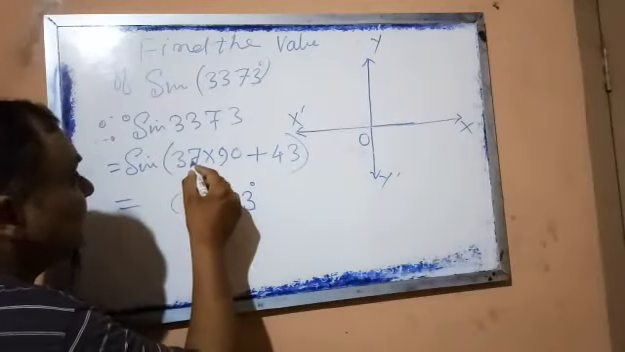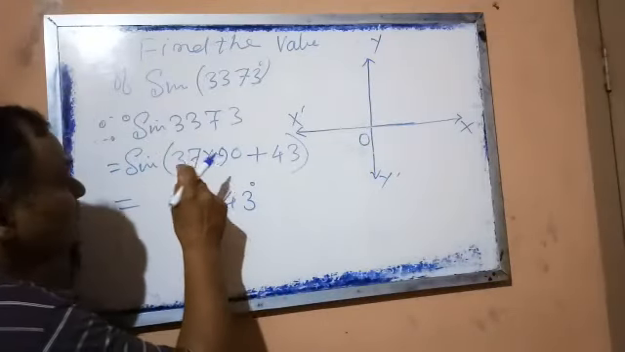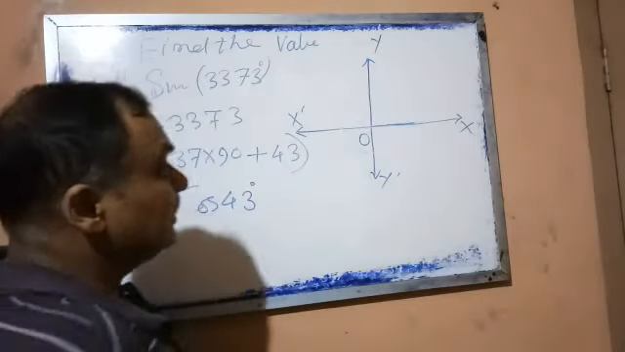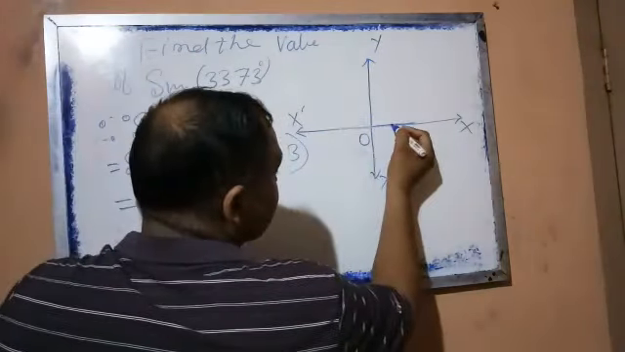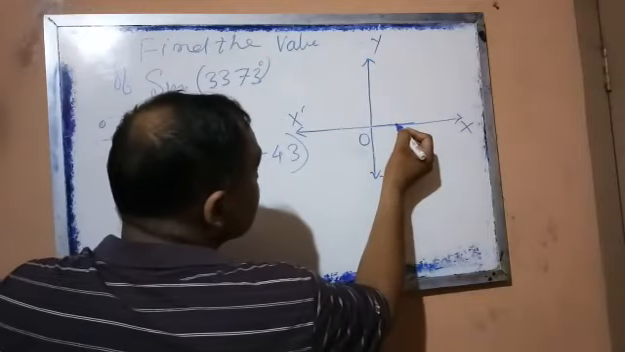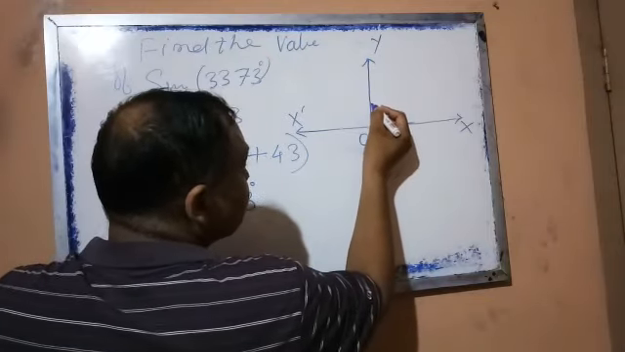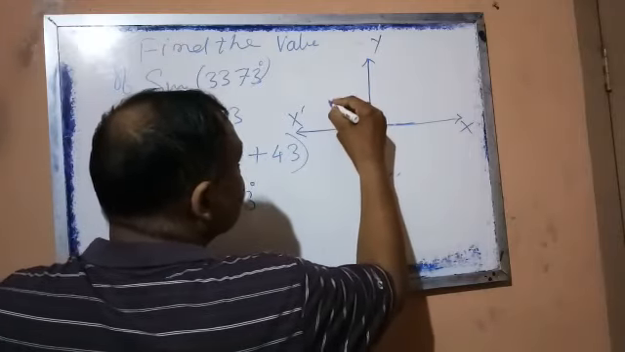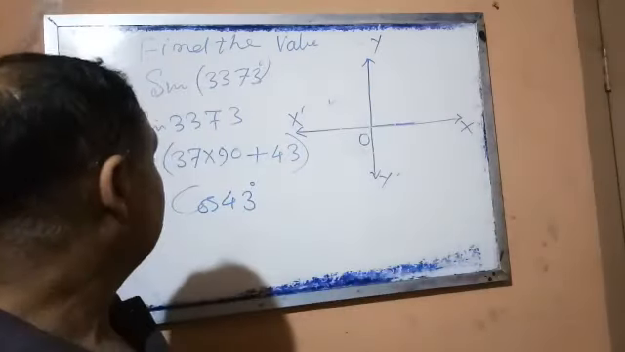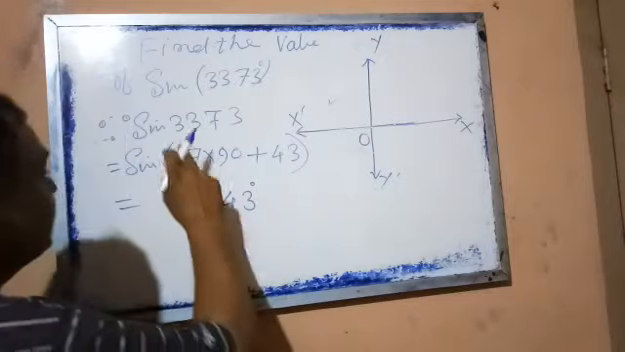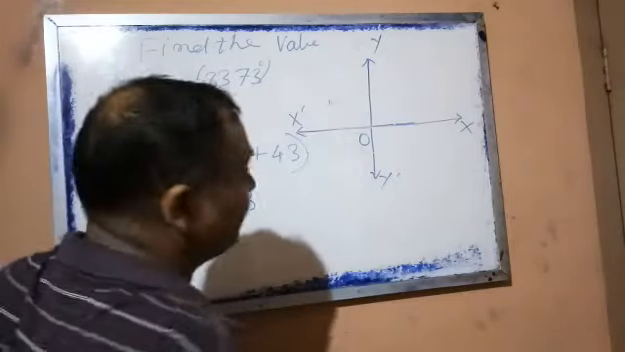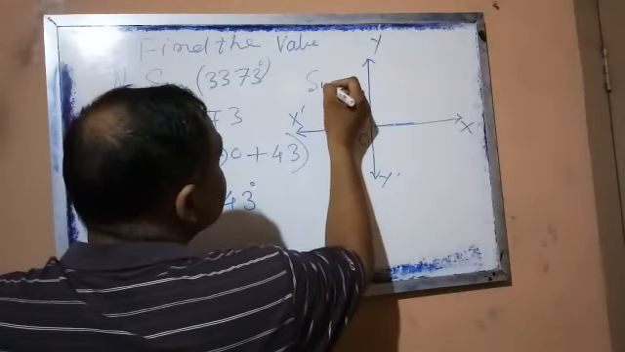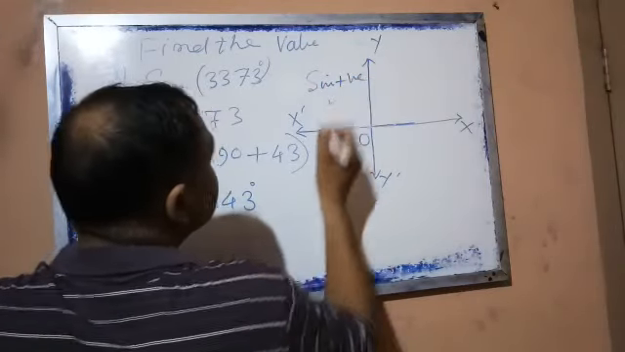So this is what? 37 now. So with 4 how many times is this 37 going? 4 9s are 36. So 36 will come here, but it is 37. So 36 into 90, 37 into 90 plus means which quadrant? Second quadrant. That means this angle is falling in the second quadrant, and in second quadrant what happens? Sine is positive. Sine positive.